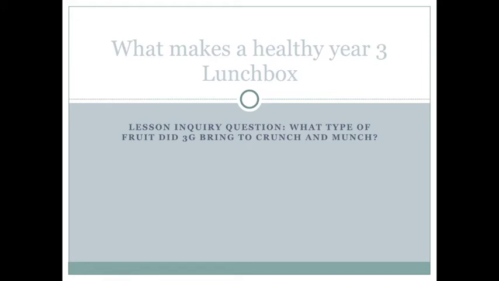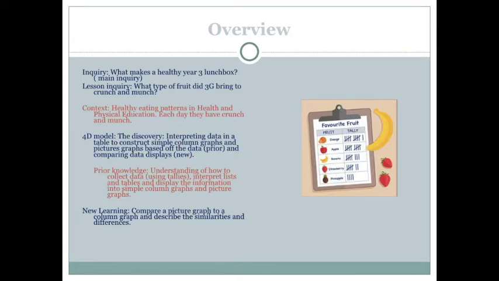The overall unit inquiry is what makes a healthy Year 3 lunchbox. The lesson inquiry will be what type of fruit did 3G bring to Crunch and Munch time. The context is students have been learning about the importance of healthy eating patterns in health and physical education. The school is a state school and requires the students to bring in one piece of fruit every day for Crunch and Munch time.